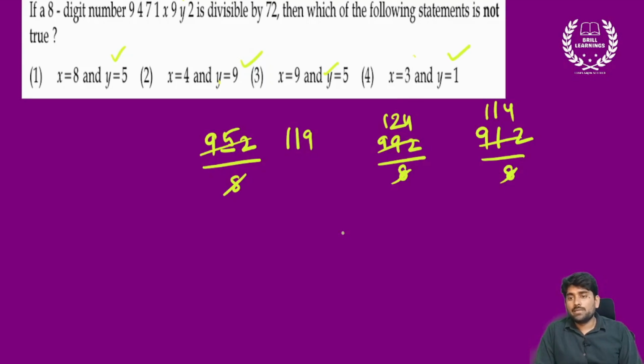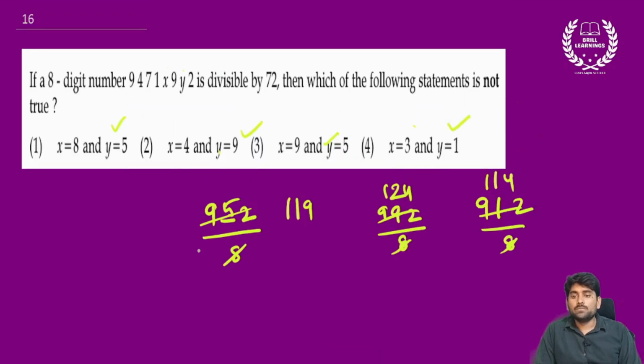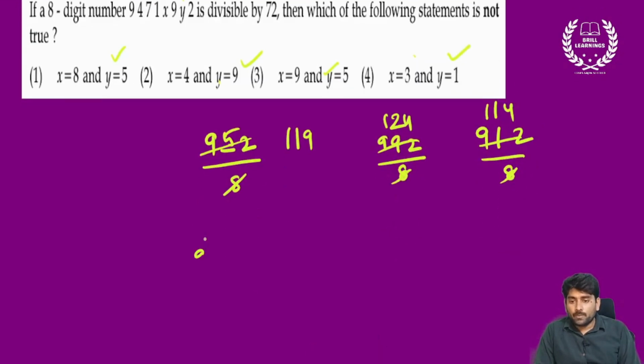So now let's check the divisibility rule of 9 here. What is the divisibility rule of 9? The sum of all digits should be divisible by 9. That is the divisibility rule here. So first add up all these values: 9 plus 4 plus 7 plus 1 plus the x value, blank only, 9 plus the y value, also keep it blank only, and 2.